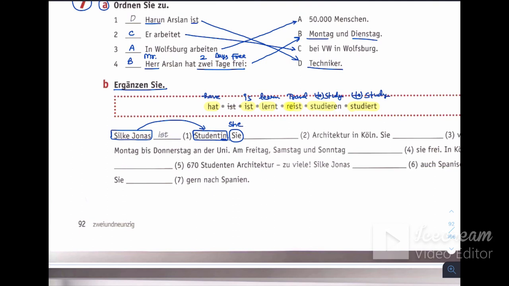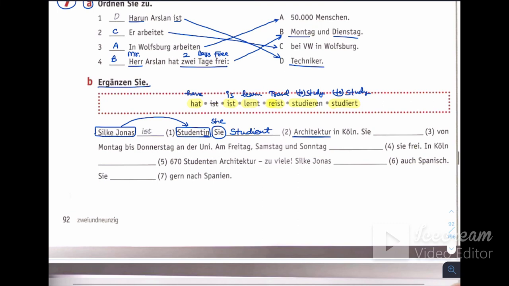Sie studiert Architektur in Köln. Now, she, what is this? This is related to study, so Sie studiert. Next, Sie again means she. This is a city name, this is the course name, architecture. Sie, dash, von Montag bis Donnerstag in der Uni. Uni means university.